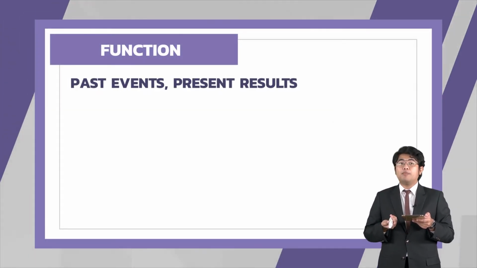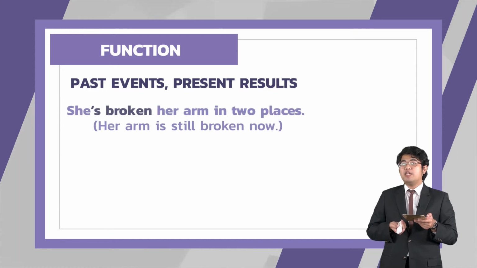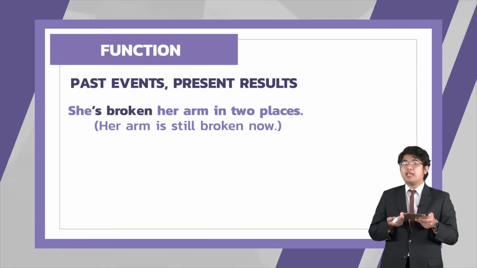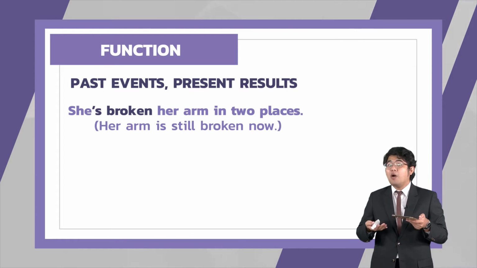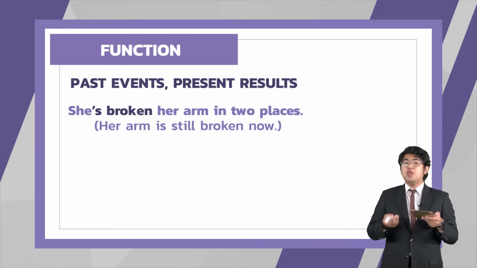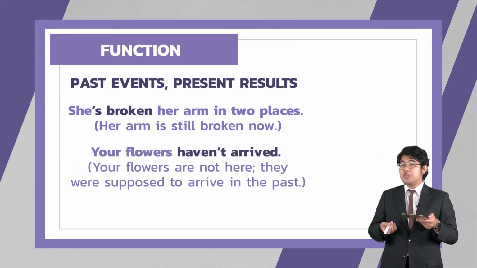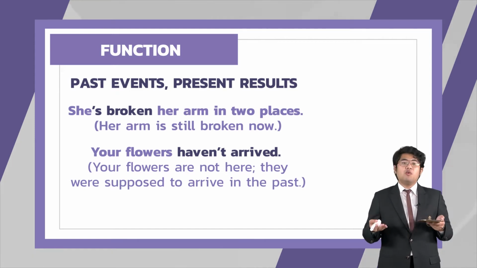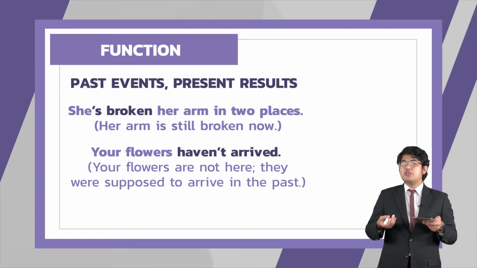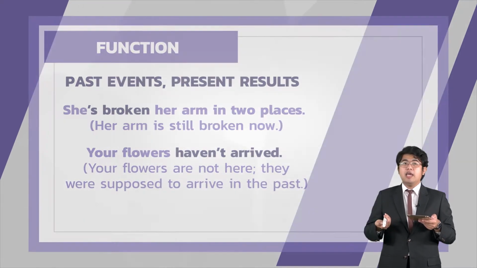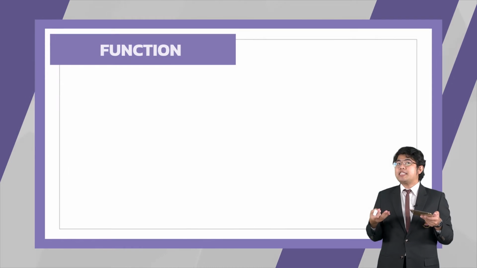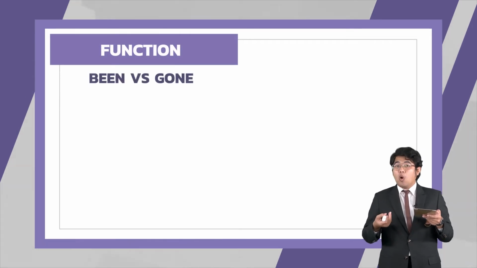Let's look at the example. She's broken her arm in 2 places. It means that her arm is still broken now. The second one is: your flowers haven't arrived. It means that your flowers aren't here. They were supposed to arrive in the past. Okay? Clear? Next. Let's discuss been and gone.